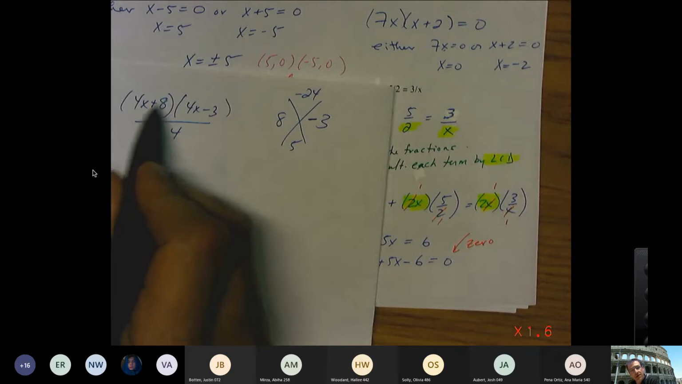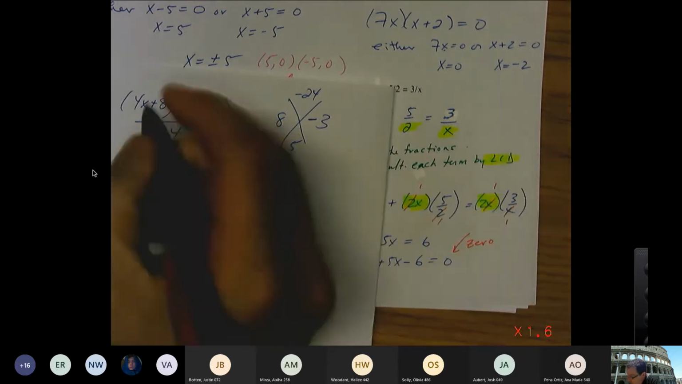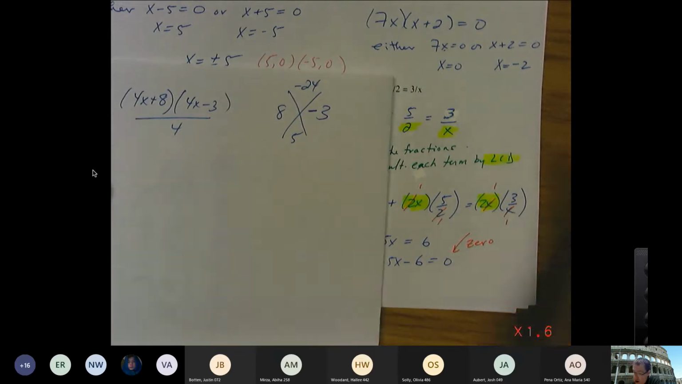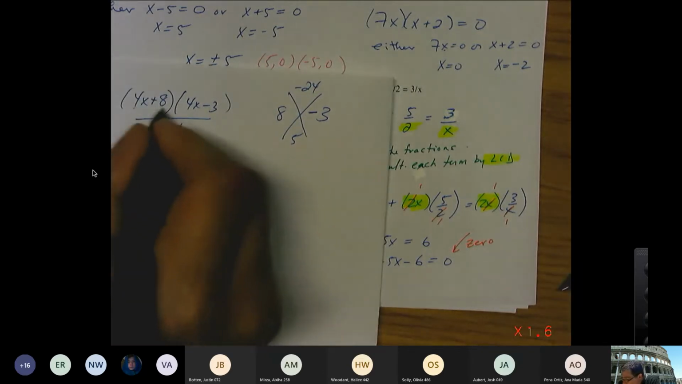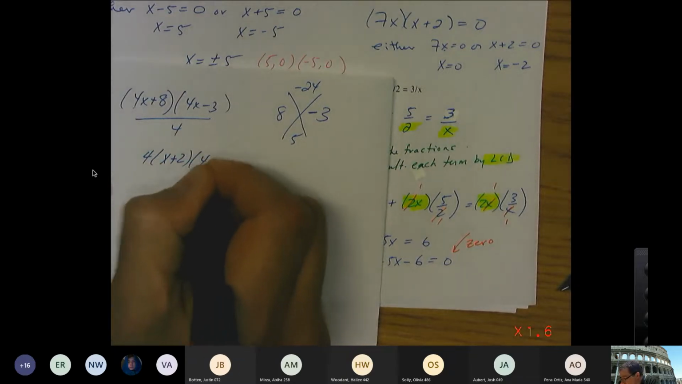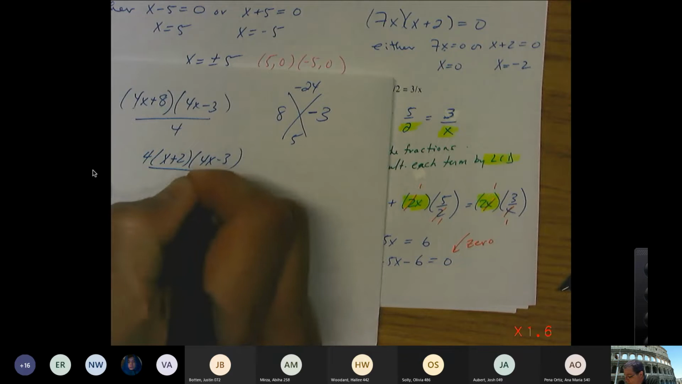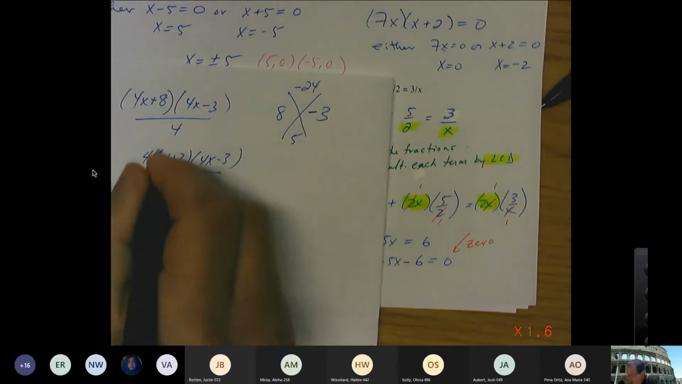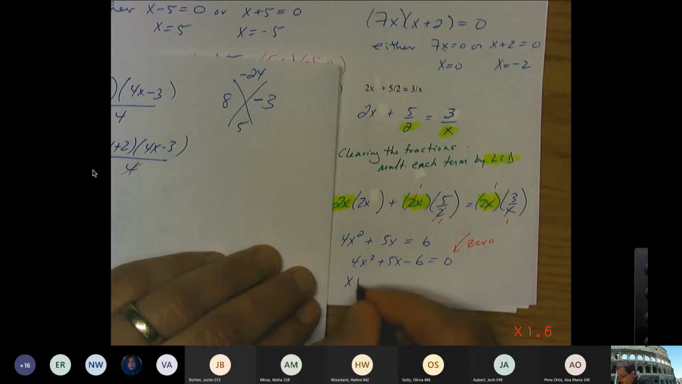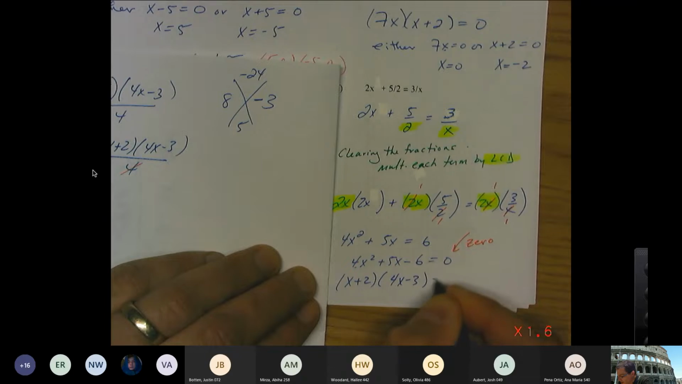This 4 is going to come out of here. Now, I see kids do this sometimes. They'll cross this 4 out with that 4. That's wrong. You need to common factor the 4 out. So it's x plus 2, 4x minus 3 over 4, which means that this lovely thing is going to factor to x plus 2, 4x minus 3 equals 0.